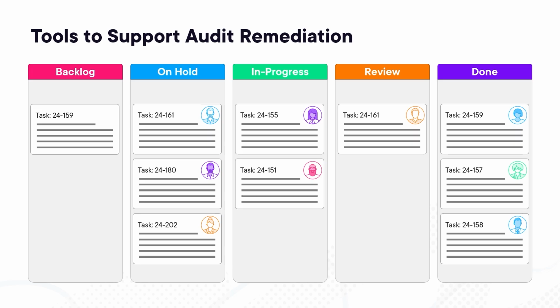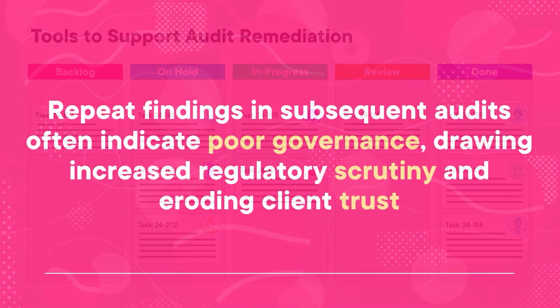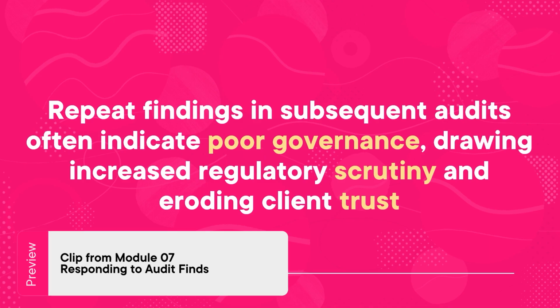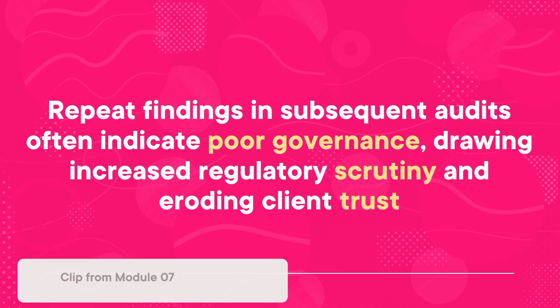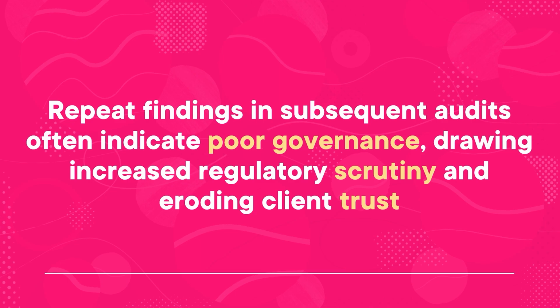You can show volume of work, the consistency of work, how many times you have to rework the same issue, things along those lines. So repeat findings in subsequent audits can often indicate poor governance, which draws increased regulatory scrutiny and also erodes client trust. So it's important that we act upon the findings and take care of them quickly.